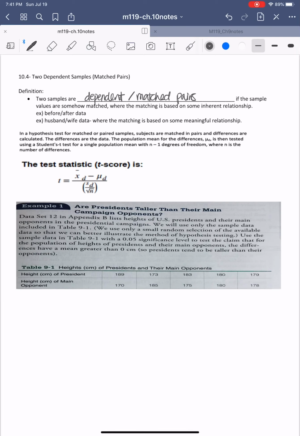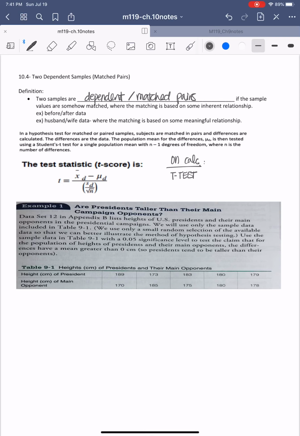Okay. So on the calculator, we'll do t-test. Notice I'm not using two-sample t-test. We are dealing with one set, the difference data, so we are using just a single t-test. So let's take a look at the next example and determine how it's different.